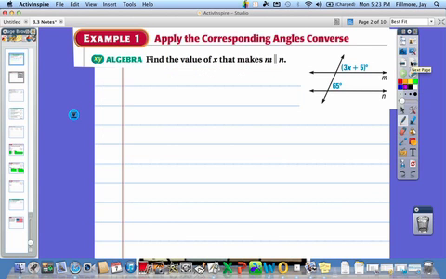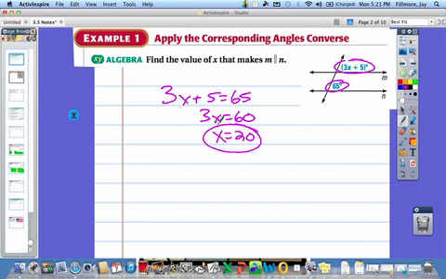Starting with an example, and this will look very similar to examples we've gone through before, find the value of x that makes line M parallel to line N. Well, if they're parallel, then these corresponding angles must be congruent. So we need to find x so that those are congruent. So 3x plus 5 equals 65. Subtract 5 from both sides, so 3x equals 60. Divide both sides by 3, so x is 20. So again, x is 20 because that makes these corresponding angles congruent, which we need in order to show that these two lines are going to be parallel.